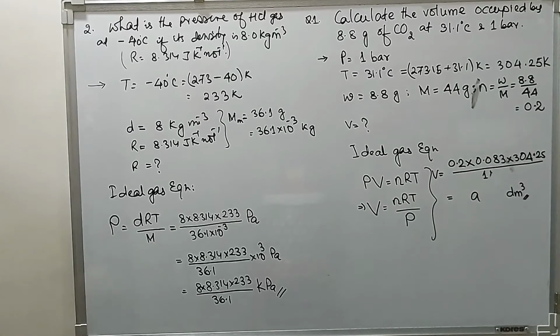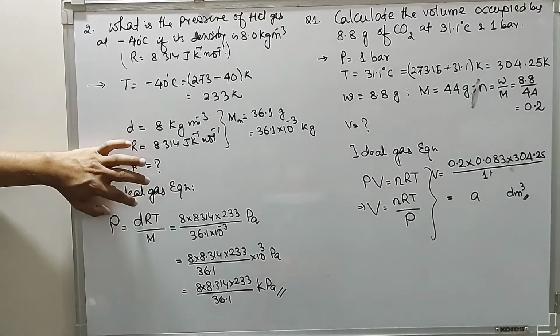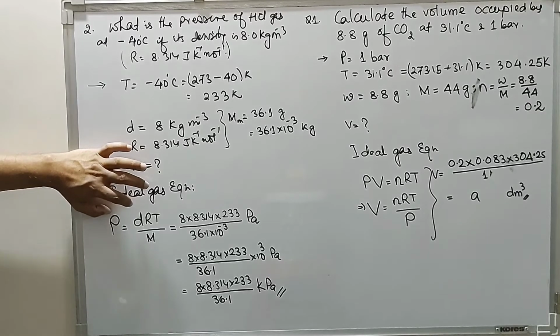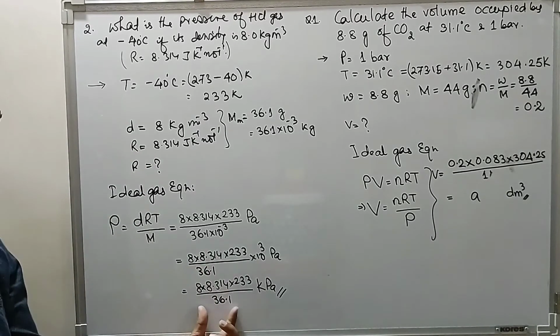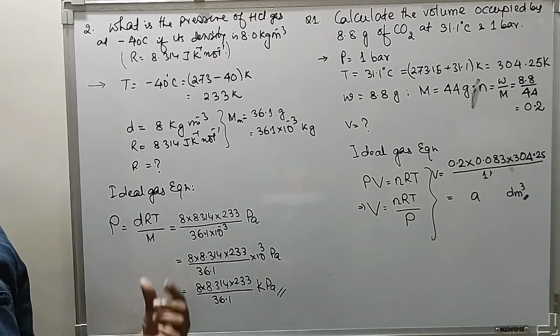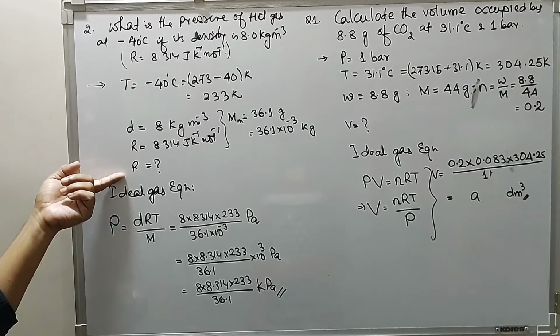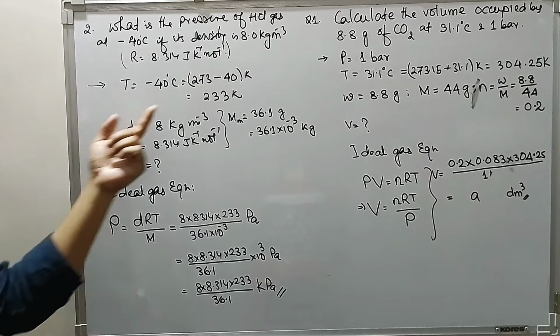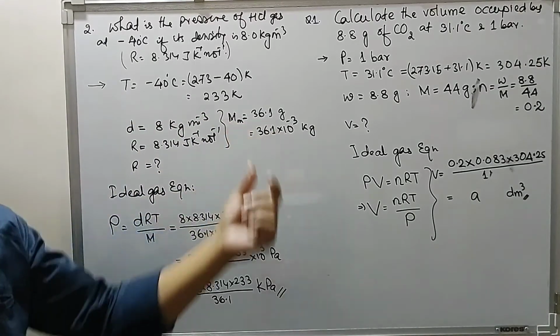So look at this, since we have been given density, we are using the density equation, that is the ideal gas equation expressed in terms of density of the gas. Now ultimately we have to simplify this sum to find the values of pressure. So this is the second question in which we are using the density equation and simultaneously we are finding the molecular mass of the HCl gas given.